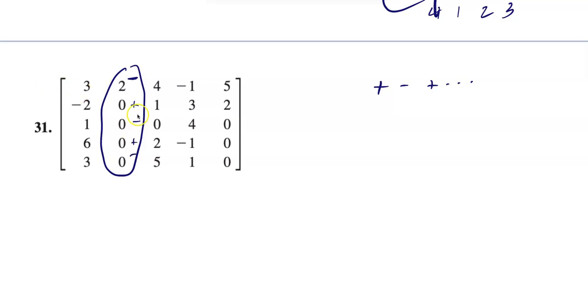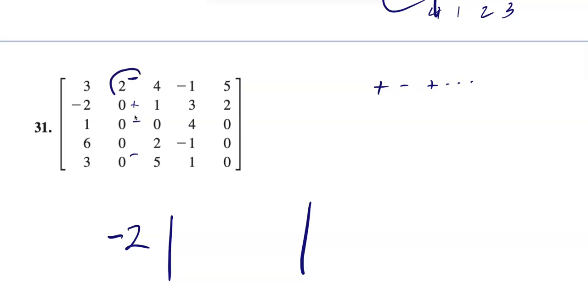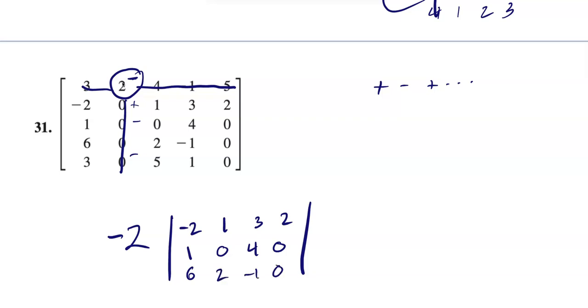I really don't care about the rest. They're all zeros. That's all going to go away. So really all I'm going to do is -2, and then what's left over. If I circle the 2 and cancel all these out, it's only negative because the cofactor is negative. I'm left with this: -2, 1, 3, 2, 1, 0, 4, 0, 6, 2, -1, 0, 3, 5, 1, 0.